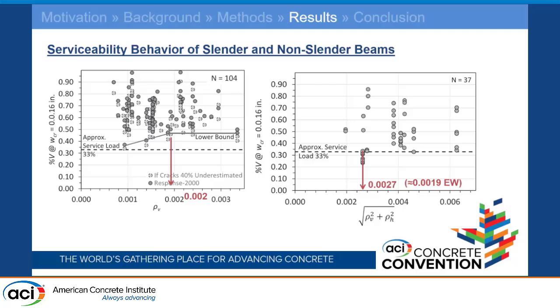Recall that for the non-slender, or deep beams, we do have crack data for 37 of those. If we plot the crack data for those 37 non-slender beams, again this is the percent shear when the crack width is at 0.016 inches. For those beams we get about 0.0027, which, since we're plotting the square root of rho v squared plus rho h squared, works out to a similar number, about 0.2% or 0.0019 reinforcement in each direction.